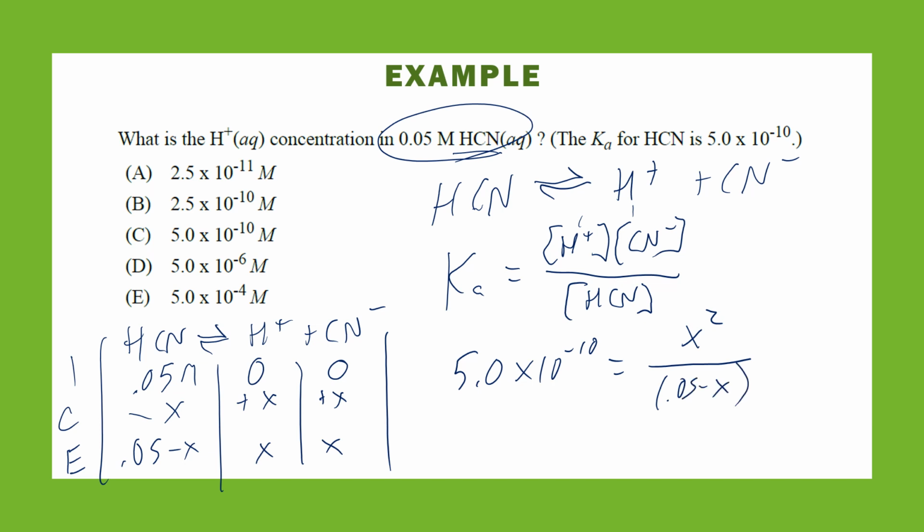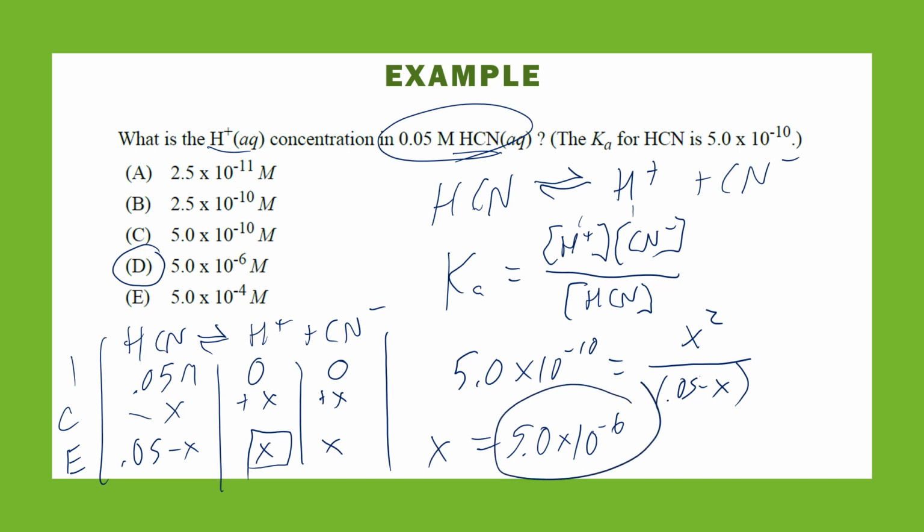Now you could use a solver function or graphing function in your calculator to find x, but considering that this value for Ka is so small, you can probably ignore x here and have it be the same answer with correct significant figures. So let's solve it. And either way, you get 5.0 times 10 to the negative 6th as your value for x. Now it's asking for the H plus ion concentration, which is just x, so it is D. A very frequent follow-up question to this is then, what is the pH of the solution? You would just take the negative log of your H plus concentration.